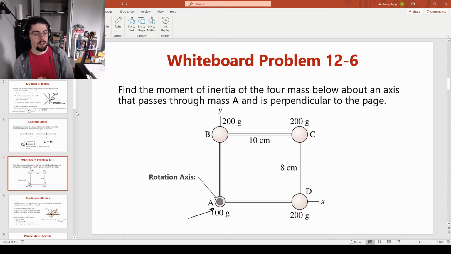What is the moment of inertia of this object as it is right now? I want you to take, say, the next 3 or 4 minutes to calculate this thing out, and then we're going to come back together and see what you got.